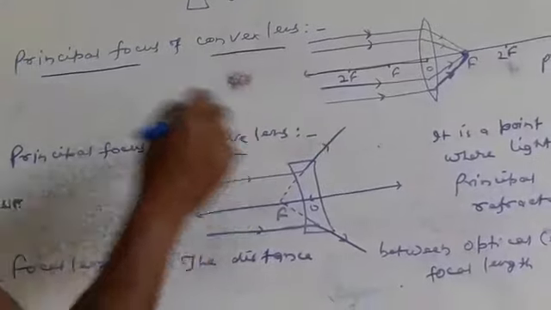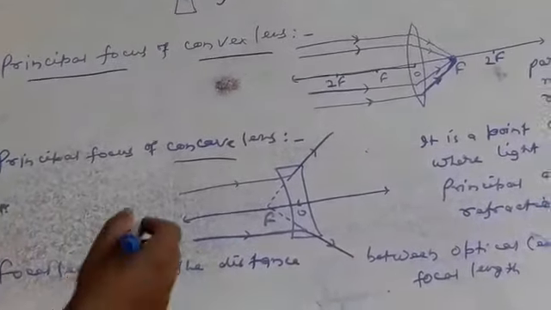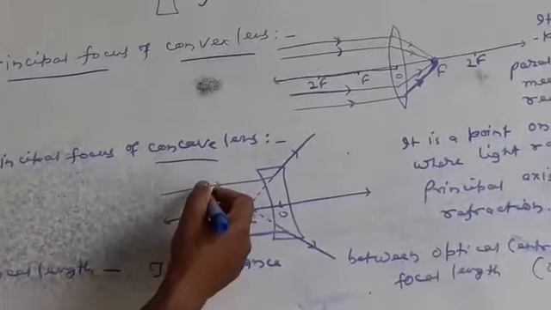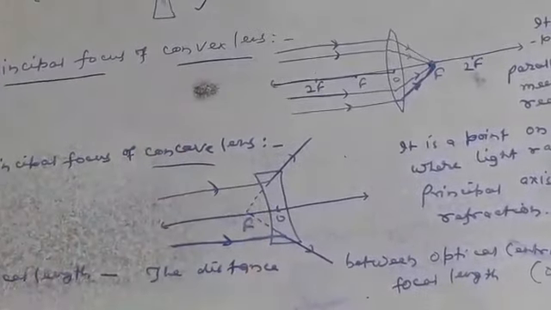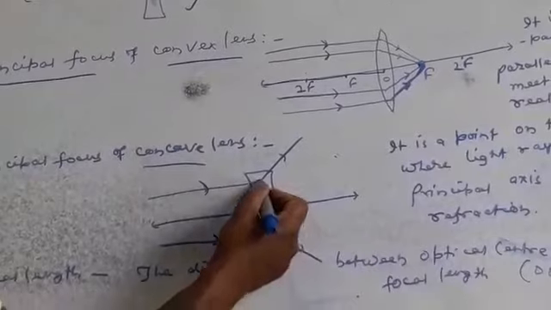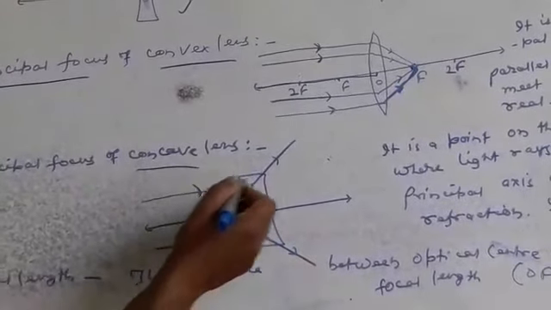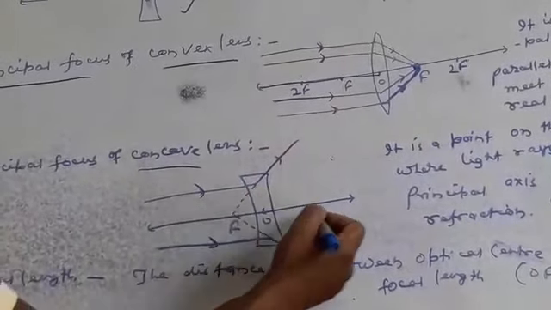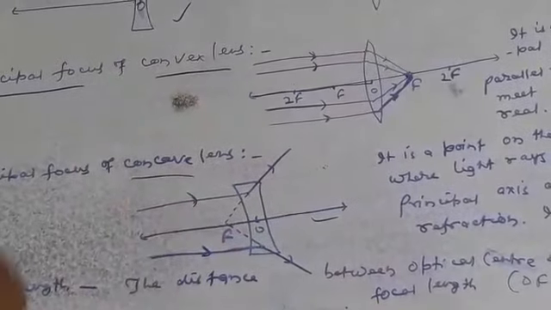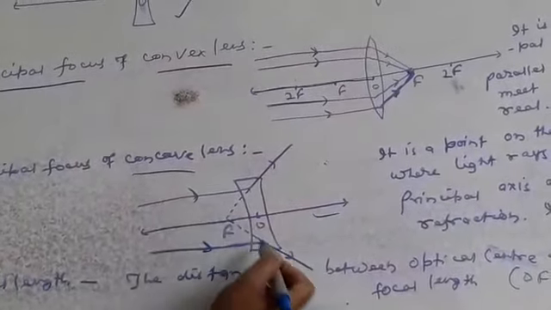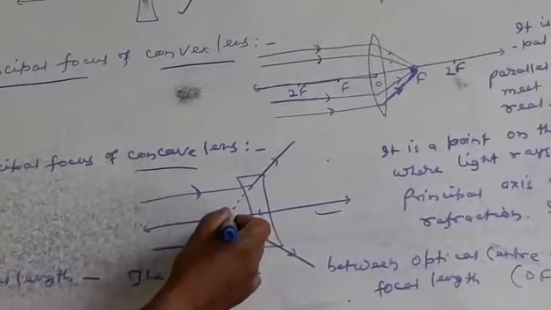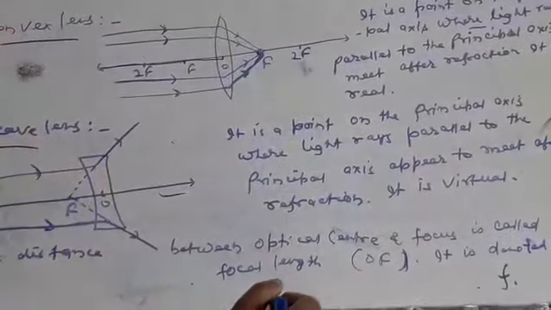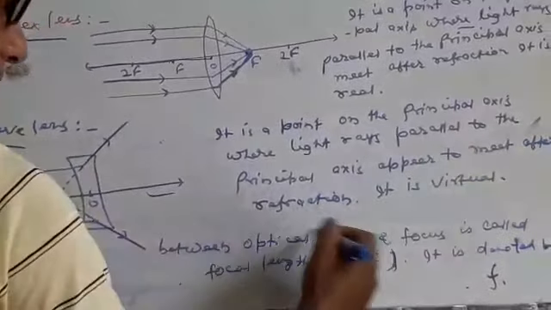Now principal focus of concave lens. In a similar pattern, I have drawn a figure here, a concave lens and 2, maybe more than 2, light rays parallel to the principal axis. After falling on it, what happens? You are seeing the light rays undergo diversion. They get diverged. This means there is no chance to cut the principal axis anywhere. When we produce them backward, both the light rays meet at a point, that is the focus. So it is a point on the principal axis where light rays parallel to the principal axis appear to meet after refraction.